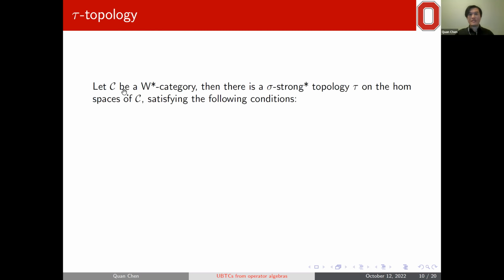And the second thing is the tau topology. So I'm saying that C is a W-star category, which means you have a topology, the sigma-strong topology, on the Hilbert space. You can think of what a W-star category is: the endomorphism space is a von Neumann algebra. But really, you don't need to stick to this topology; we only ask that this topology satisfies the following conditions. It's not necessarily the sigma-strong topology.